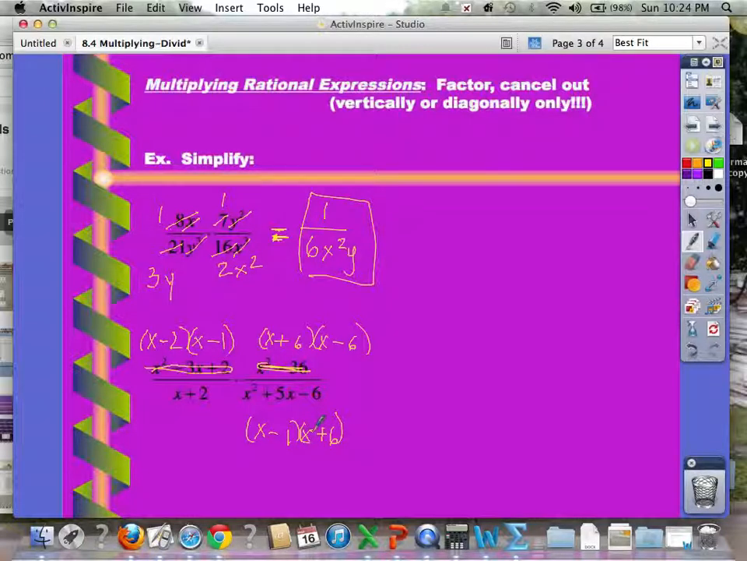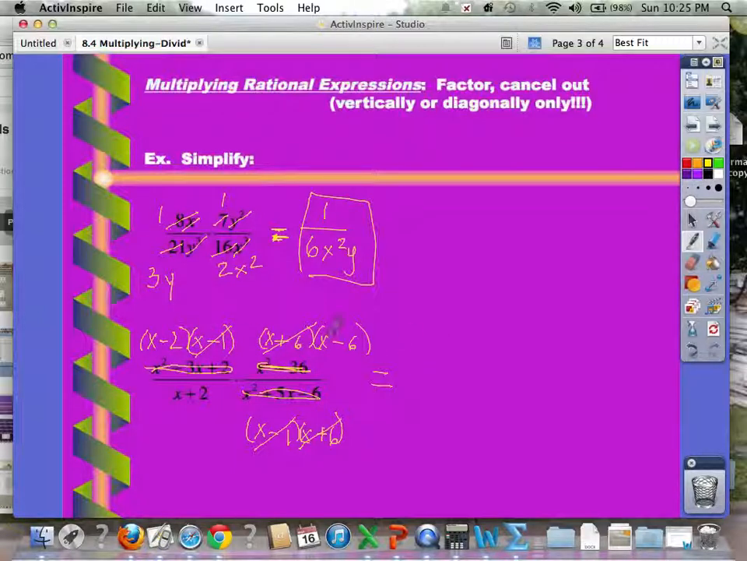Alright, now we mark this out. Now we have this over this, this over this. So let's simplify that out. I can take an x minus 1 away. I can take an x plus 6 away. And I think that's all I can do.